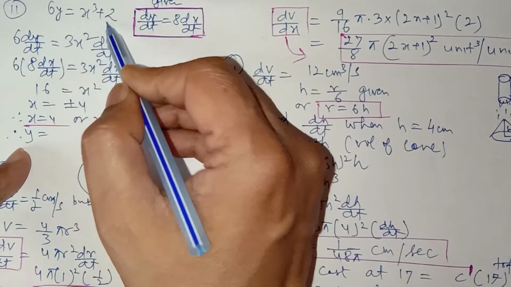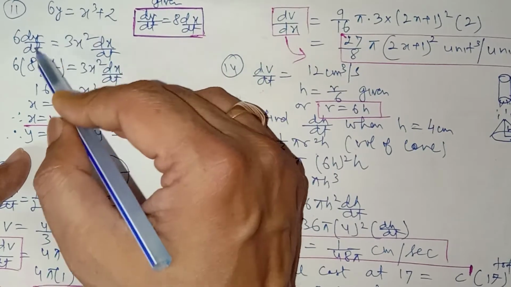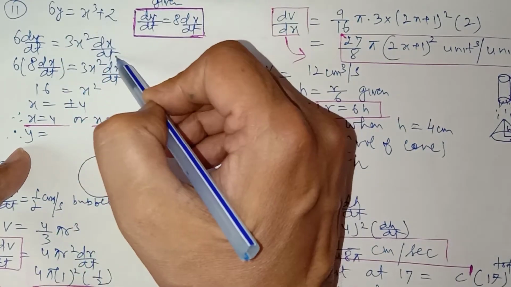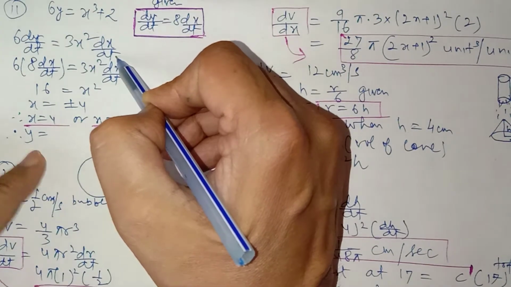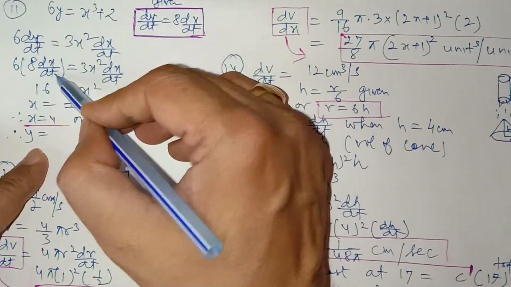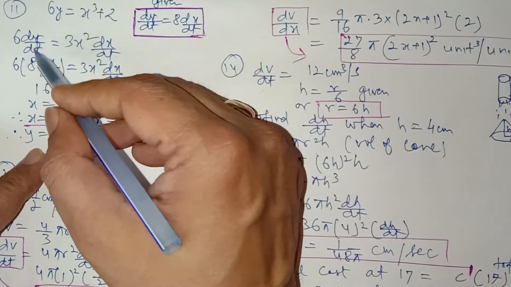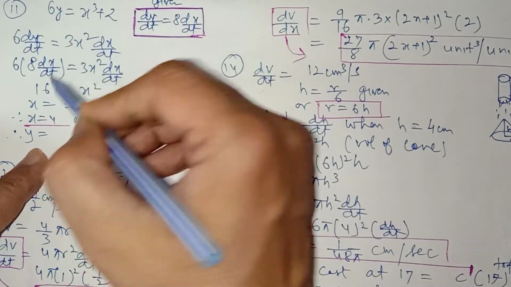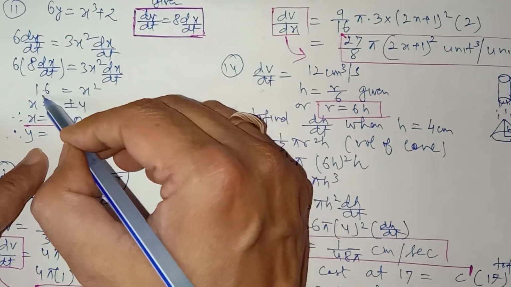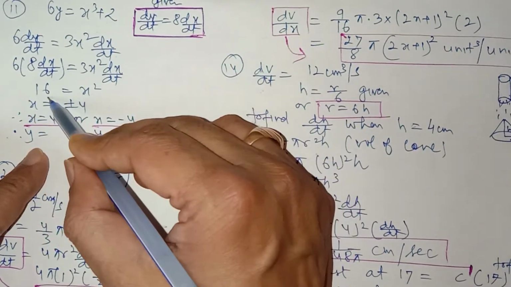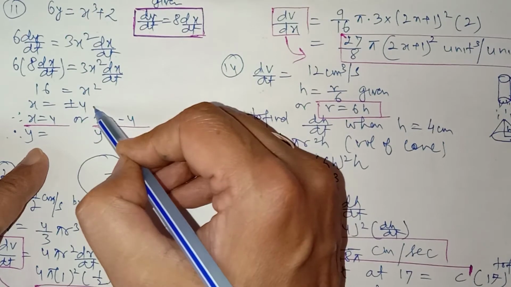So differentiate both sides with respect to time. So 6 dy upon dt is equal to 3x square dx upon dt, because we have differentiated both sides with respect to time. And it is given that dy upon dt is equal to 8 dx upon dt. So replace the value of dy upon dt as 8 dx upon dt. dx upon dt will be cancelled out with dx upon dt. 48 upon 3 will be 16. So x square will be equal to 16. So x will be equal to plus minus 4.